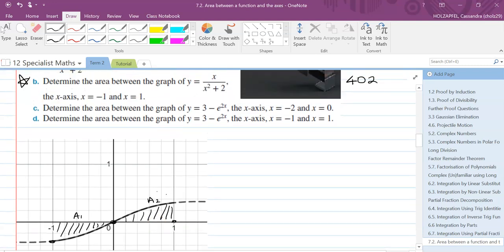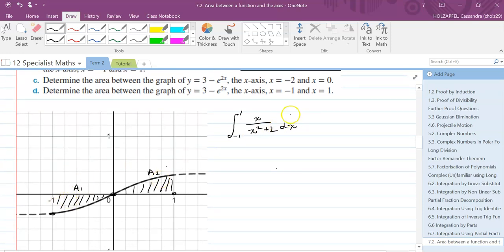Let's jump back and have a look at what the equation actually is. To determine the area, we have to integrate between -1 and 1 of the function x over x squared plus 2 dx. We're going to have to break this up into two different zones. For the first zone, I'm going to find the area from -1 to 0 of our function, x over x squared plus 2, and we're going to find the absolute value of that because that's our negative component.